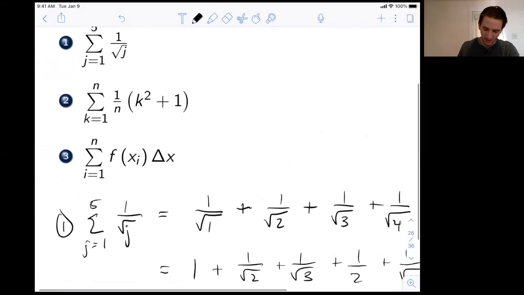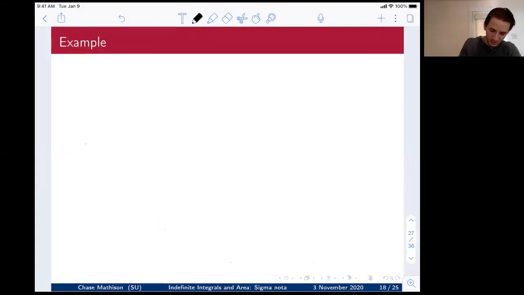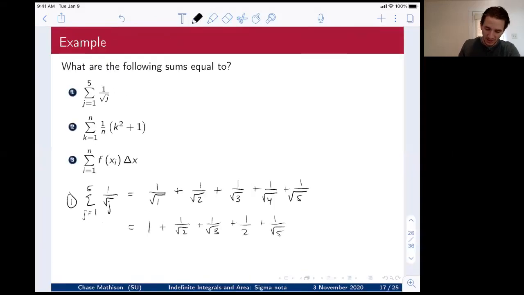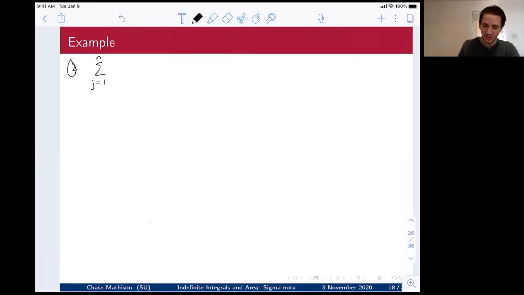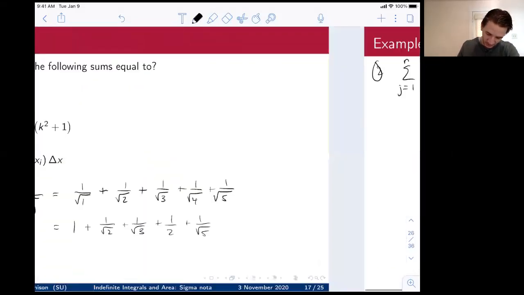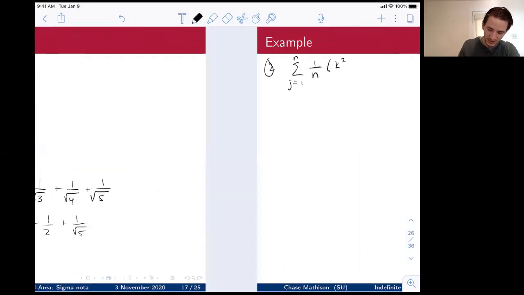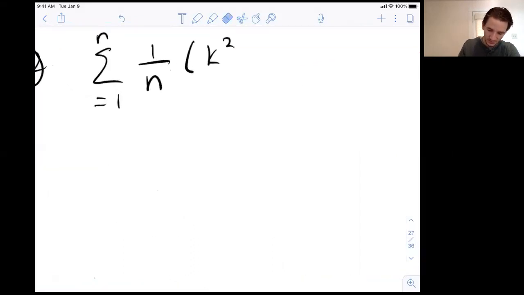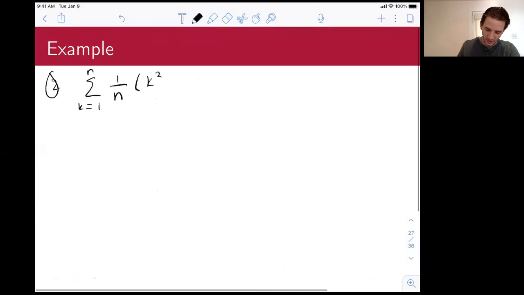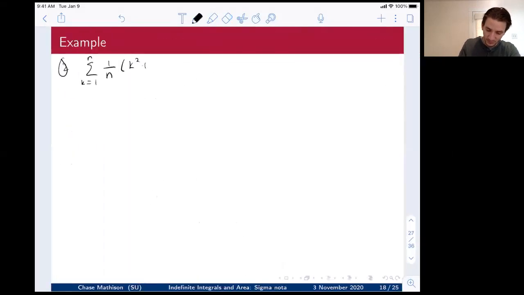Now, these next 2 are interesting. So number 2, we're looking at the sum j equals 1 to n. N is just some integer. And then 1 over n times k. Sorry, it was a k. Sorry, k equals 1 to n, 1 over n times k squared plus 1. Okay.